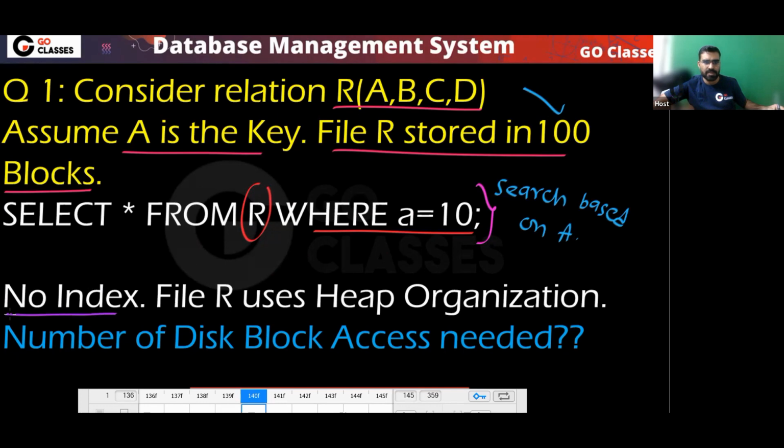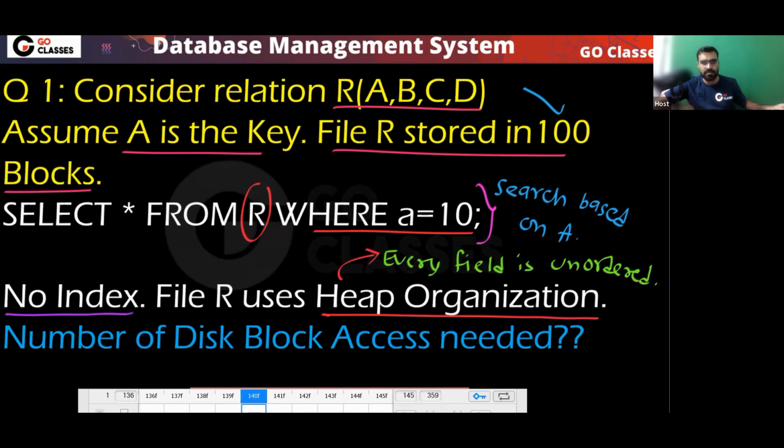Now, what is next? We don't have any index on relation R. File R uses heap organization. What is heap organization? Heap organization simply means a completely unordered, random organization, like randomly inserting the data. You can insert the data at the end of the file, or anywhere you get the space. So every field is unordered, unsorted. No field is sorted.